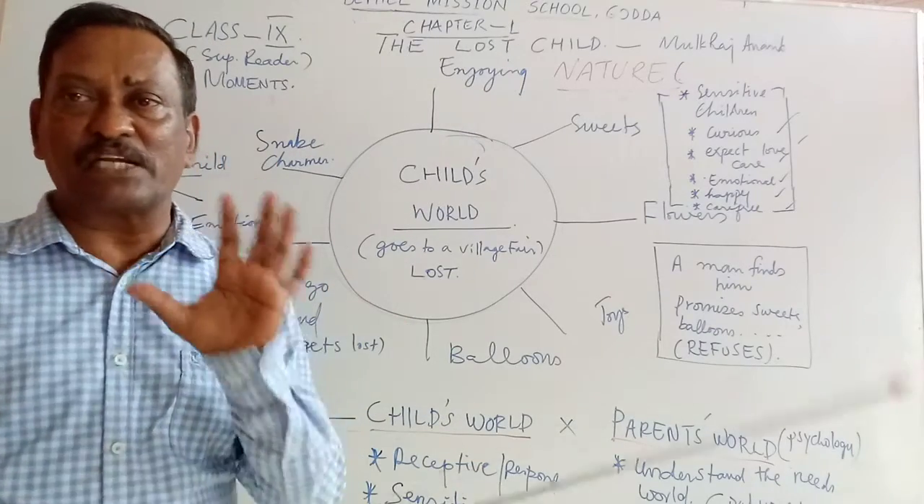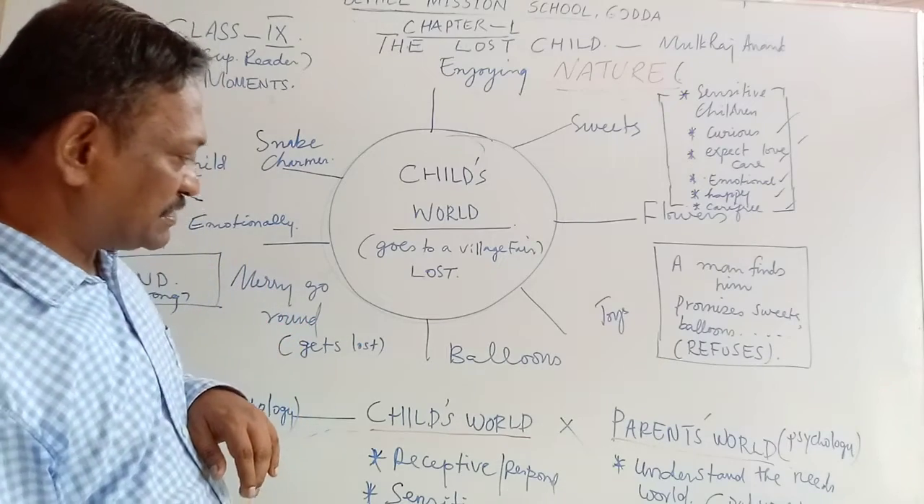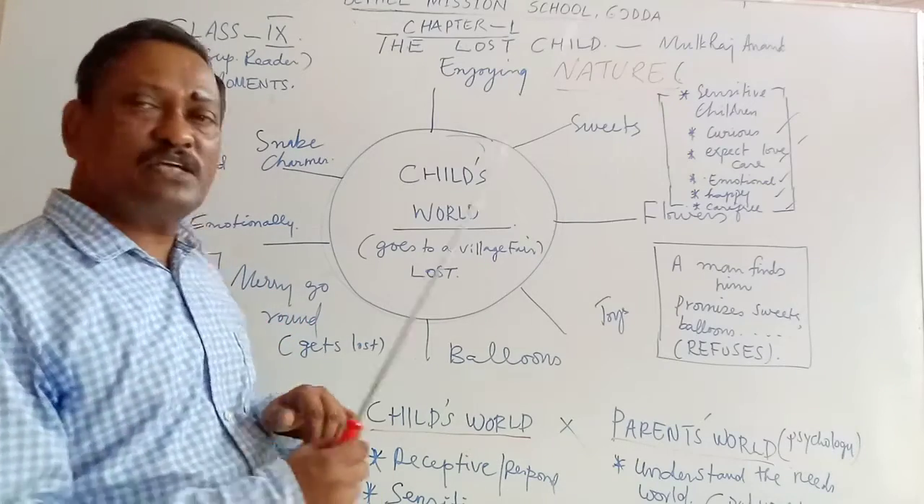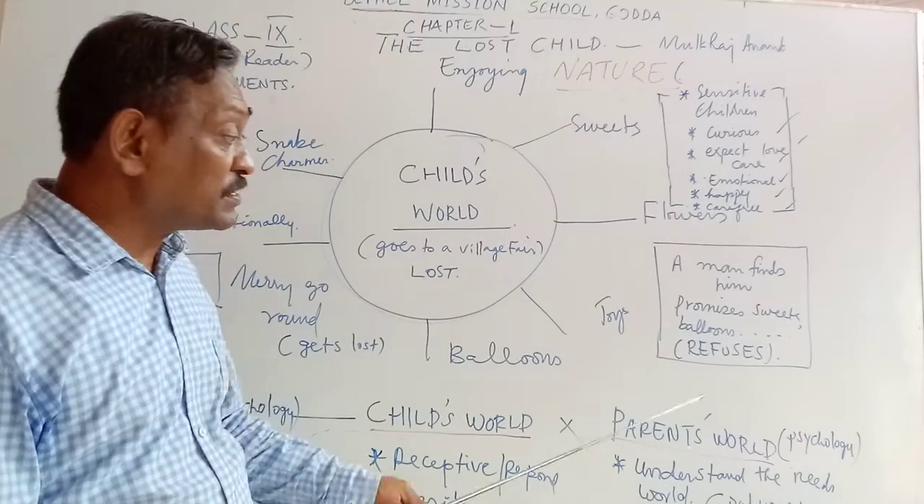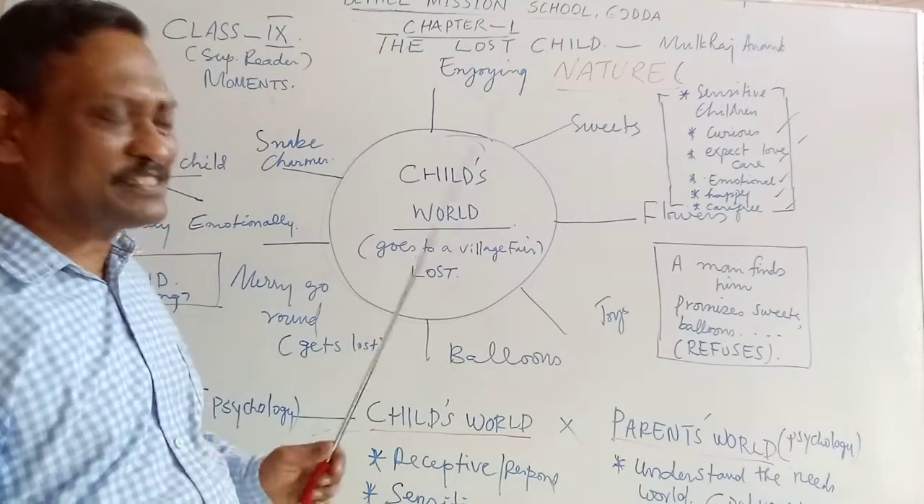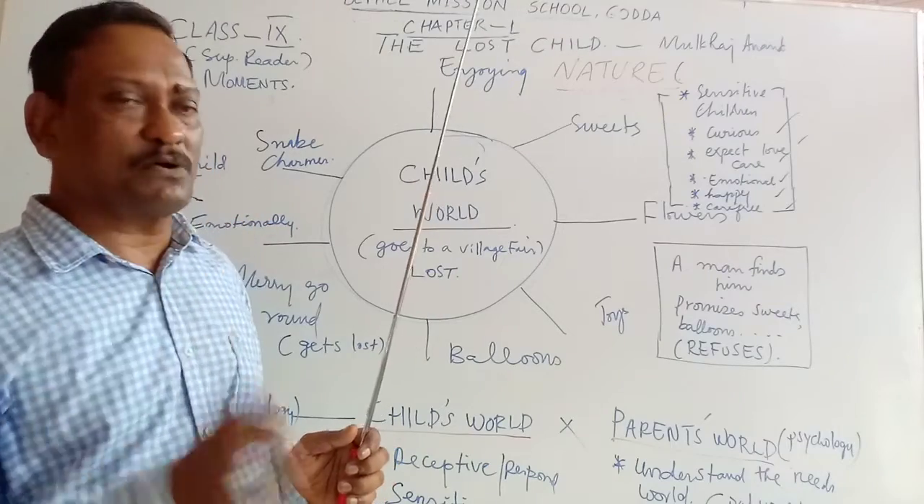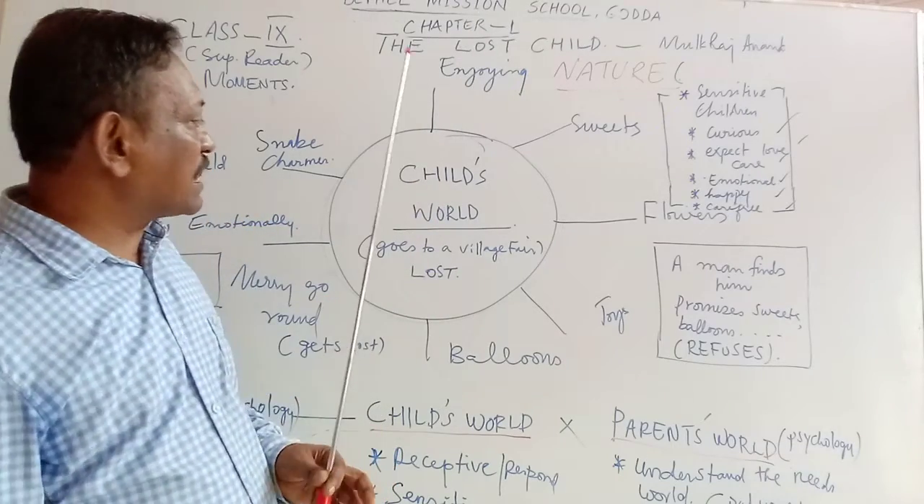And more importantly, we need to look into this area. There are two kinds of worlds, the child's world and the parent's world. That is what the writer is trying to tell us in this lesson through the small short story. Let's get into the story directly.